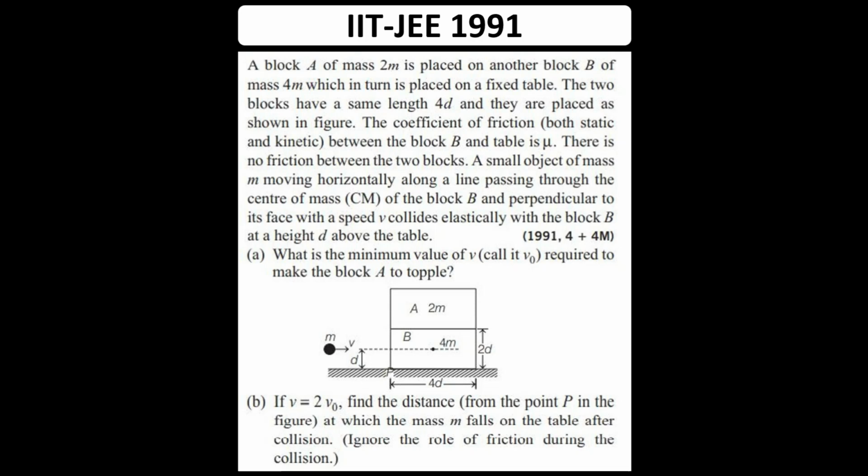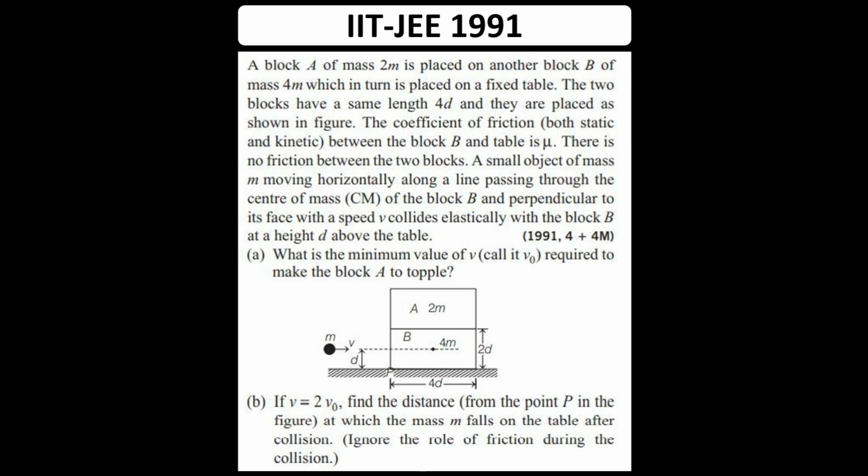Let's see this question of IIT-JEE 1991. A block A of mass 2m is placed on another block B of mass 4m, which in turn is placed on a fixed table. The two blocks have the same length 4d and they are placed as shown in the figure. The coefficient of friction, both static and kinetic, between block B and the table is mu.